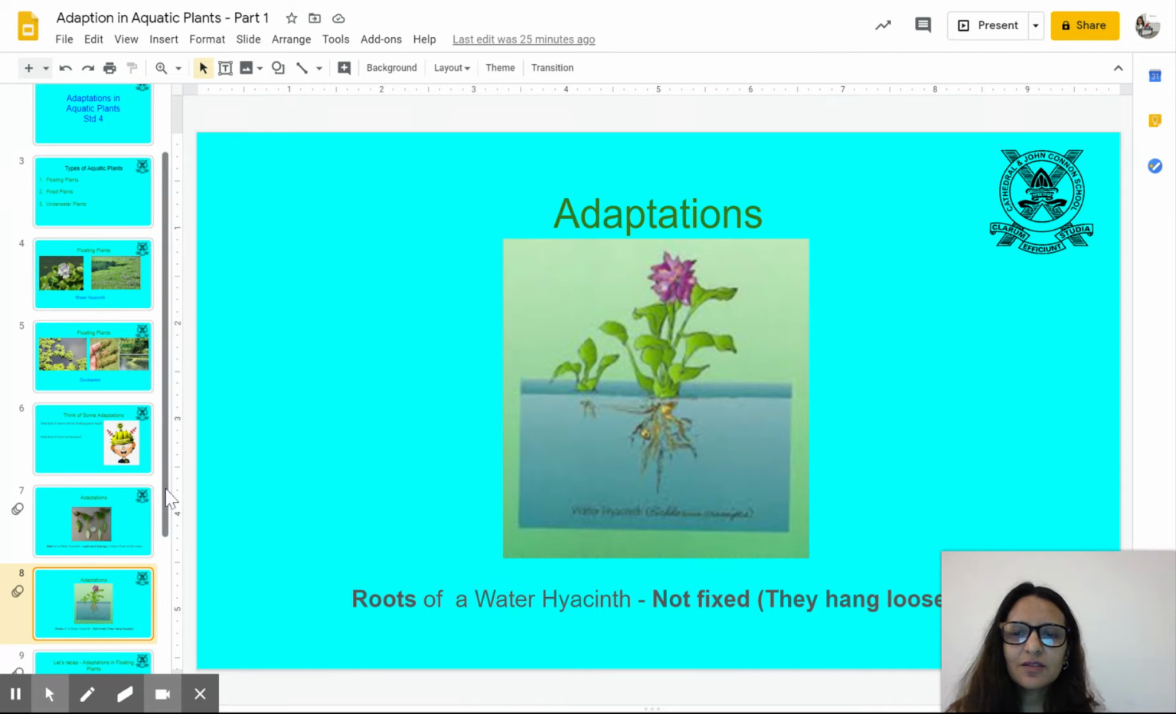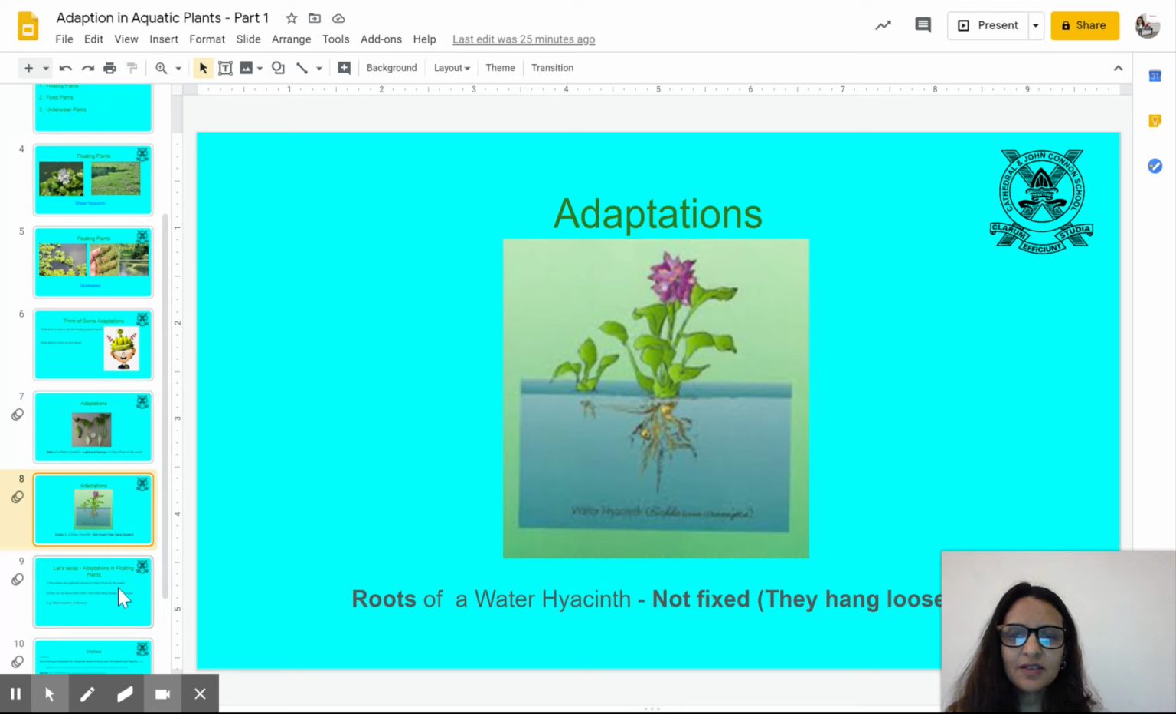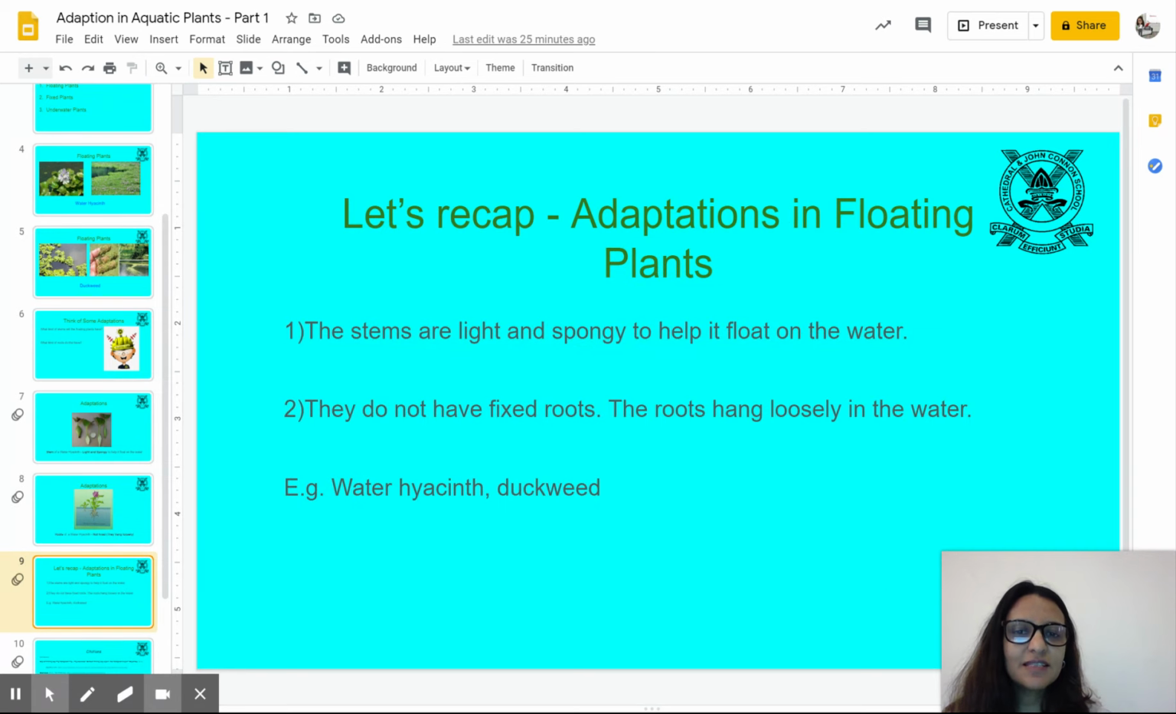So let's recap the two adaptations. In floating plants, the stems are light and spongy. These are the two keywords, light and spongy, to help it float on water. And they do not have fixed roots. The roots hang loosely in the water. Examples, water hyacinth and duckweed.